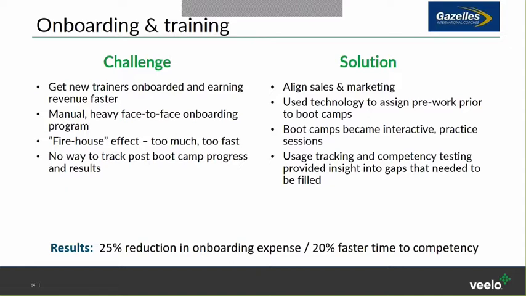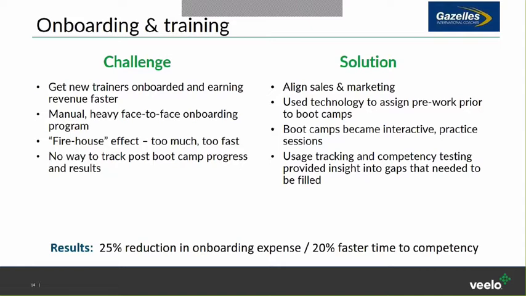And then they implemented a way to track competency testing, and they send out a series of quizzes and trainings post-boot camp once they're out in the field, so that if someone, for some reason, didn't retain the information or wasn't getting what they wanted them to do, they could either give them extra coaching and training or decide maybe they're a bad fit for the organization and get rid of them faster, so they save time.